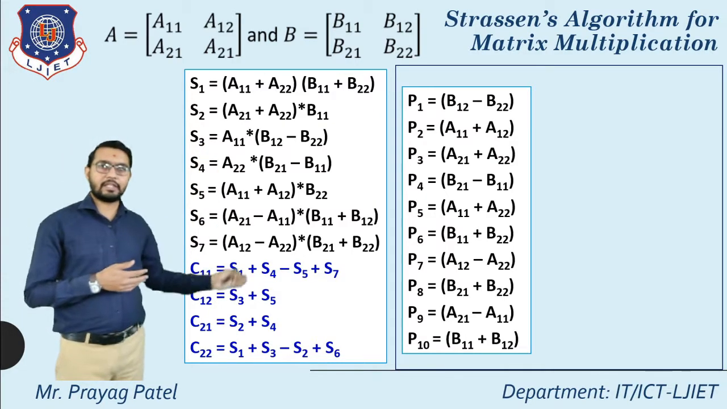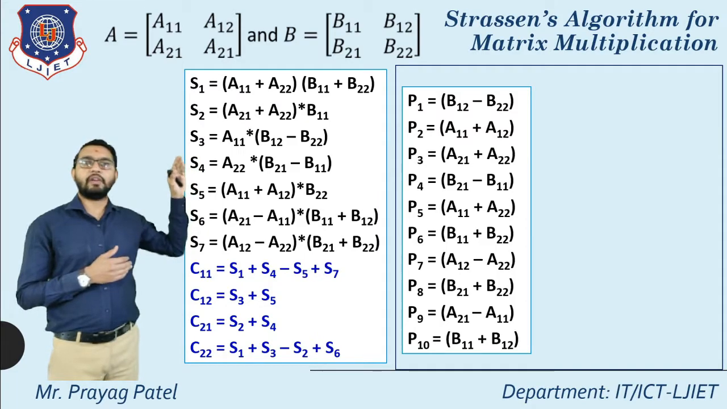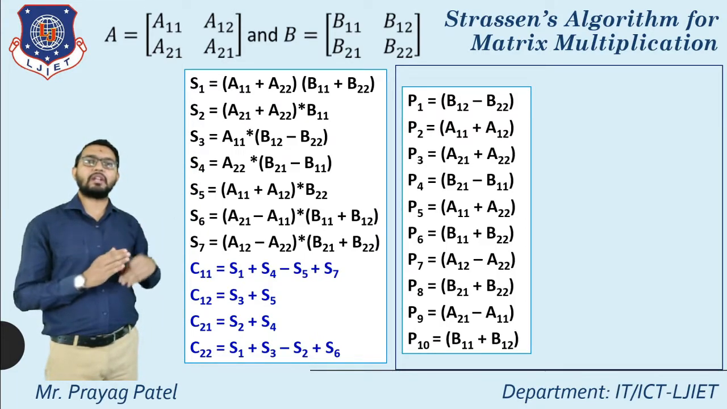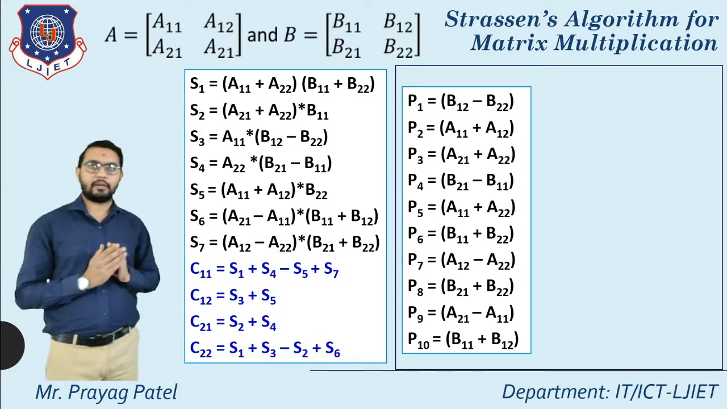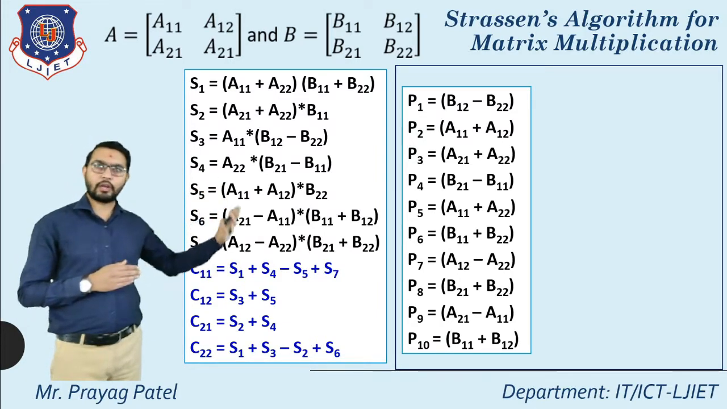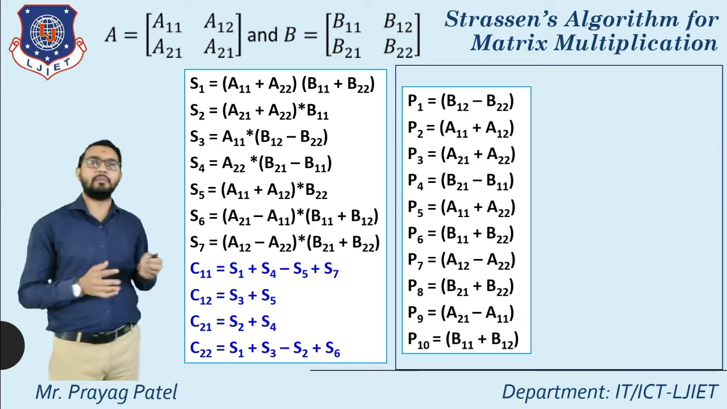So what is this P1 to P10? Simply, in this first equation, we have 10 different addition or subtraction operations. These operations are named P1, P2 up to P10. Simply we can compare these two equations. So you can use the first equation or you can use the second equation. You can perform any method.